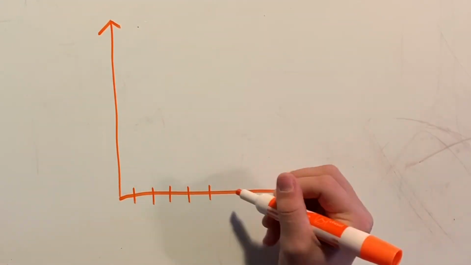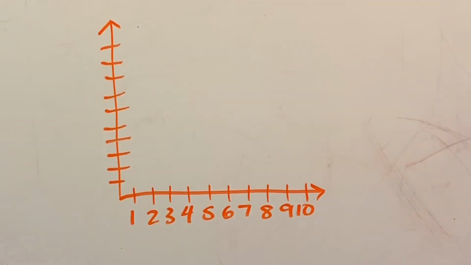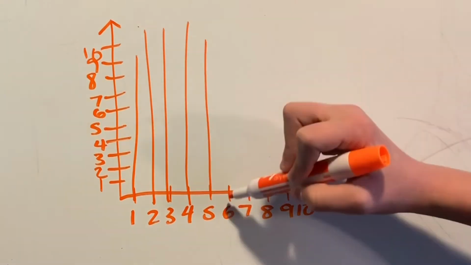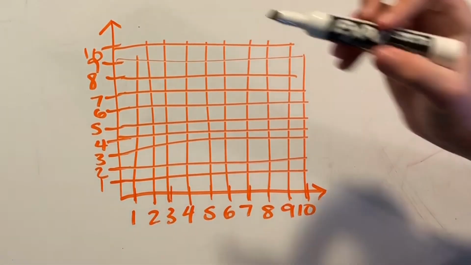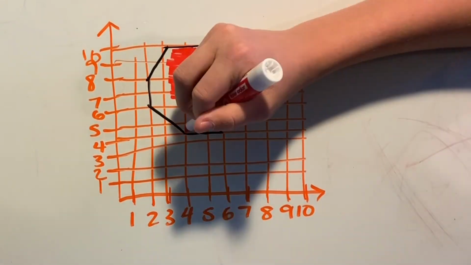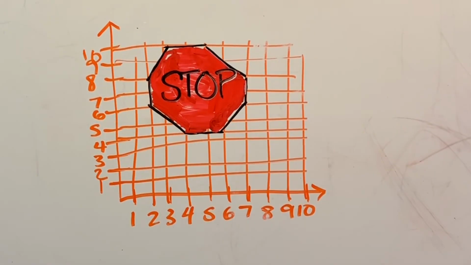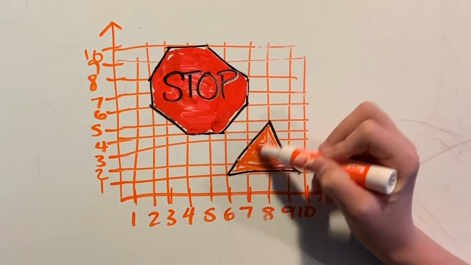Although it is just math, you can also do a lot of fun stuff with coordinate planes and coordinates. You can connect these coordinates with lines, creating fun shapes and polygons. These polygons could be stop signs and octagons, or triangles and pyramids. It's all up to your imagination.